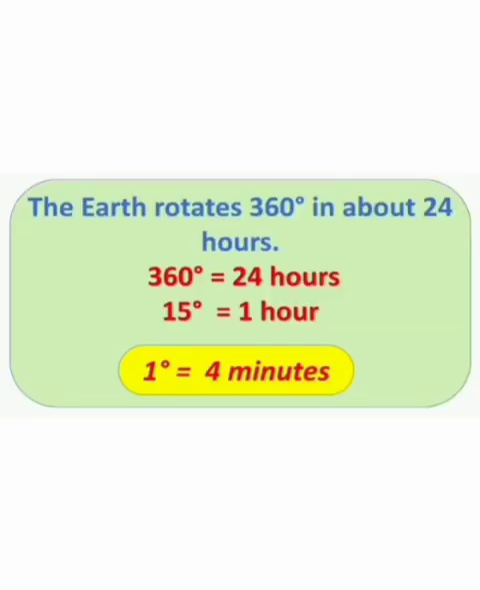Yes. Now, you know the earth rotates 360 degrees in about 24 hours. So, it covers 360-degree longitude in 24 hours and it covers 15-degree longitude in 1 hour. So, 1 degree is equal to 4 minutes. Okay, I repeat, the earth rotates 360 degrees in about 24 hours. 360 degrees is equal to 24 hours, 15 degrees is equal to 1 hour and 1 degree is equal to 4 minutes.